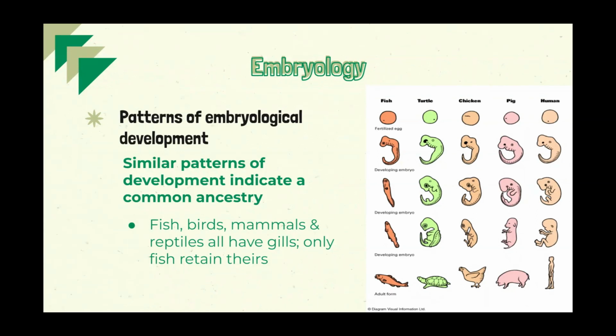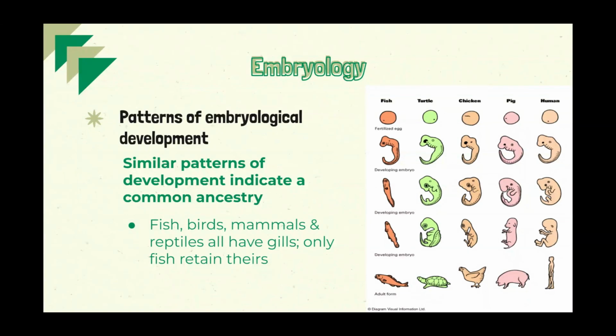But one of the things that we know is that all of these organisms, us included, have gills in development. And then in humans, they disappear. They also disappear in pigs, chicken, and turtles. But fish keep them. So that's some sort of similarity, whereas other organisms that are, for example, not chordates or of a different phylum, don't have those characteristics.